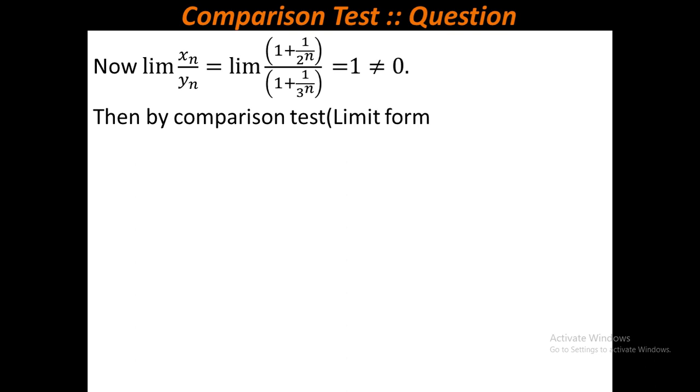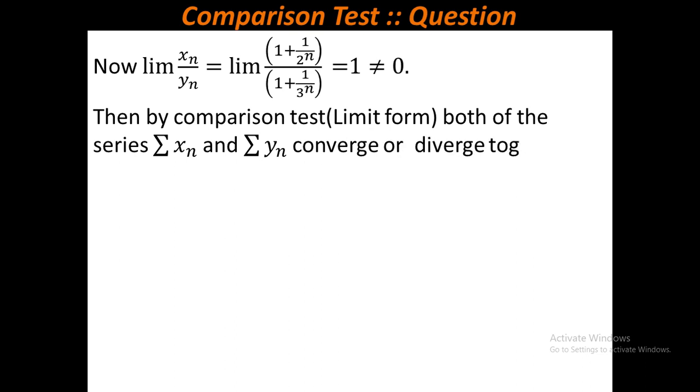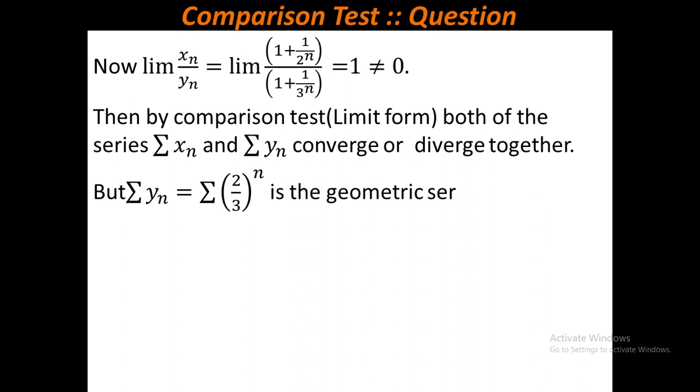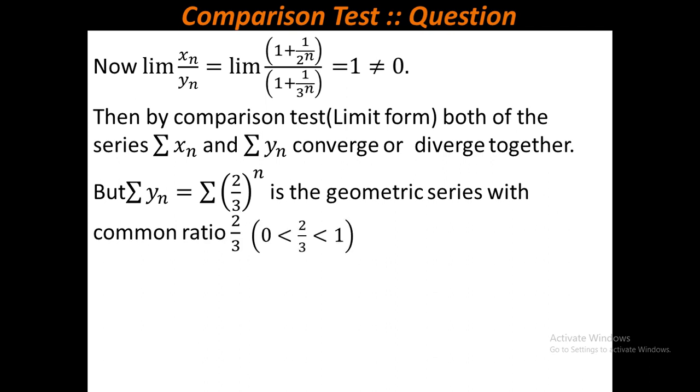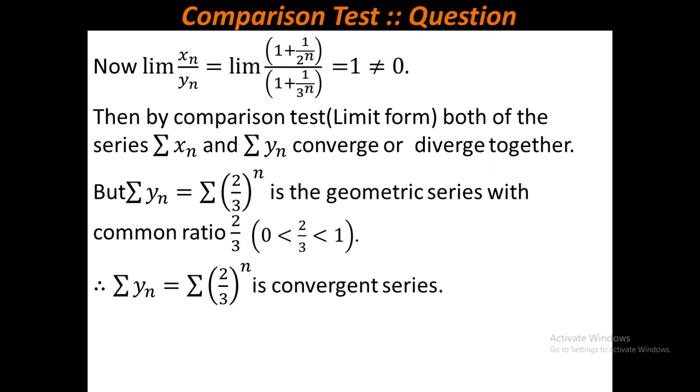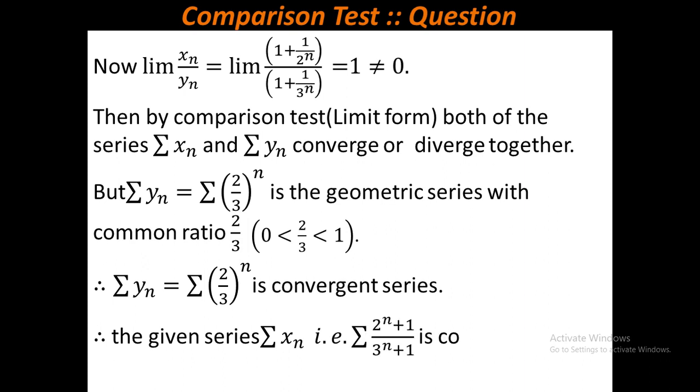Here, since the limit is non-zero, by the comparison test of limit form, both the series xn and yn converge or diverge together. But summation yn, that is (2/3)^n, is a geometric series with common ratio 2/3. Okay. Here 0 is less than 2/3 less than 1, that is, the magnitude of the common ratio is less than 1. So the geometric series is convergent, that is, summation yn, summation (2/3)^n, is a convergent series. As a result, by using the comparison test in limit form, we can conclude that the given series, summation xn, is a convergent series. Okay. So this completes the solution of the problem.